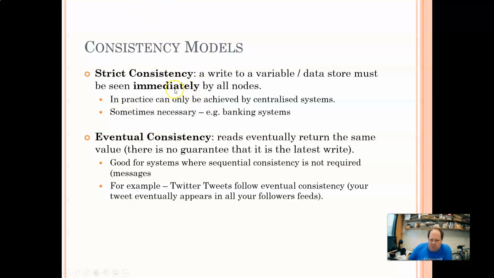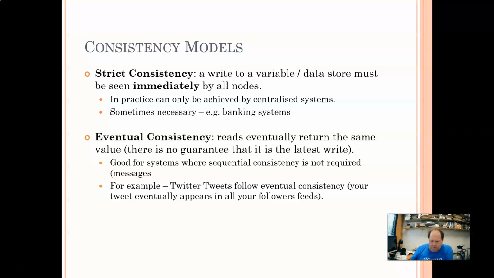The alternative to strict consistency that is more supportive of availability is eventual consistency. Eventual consistency says that reads eventually return the same value, but there is no guarantee that it's the latest write. So eventual consistency has a similar model of updates taking place within the system, but whilst strict consistency requires that every read returns either failure or the latest value, eventual consistency allows for stale values to be returned.